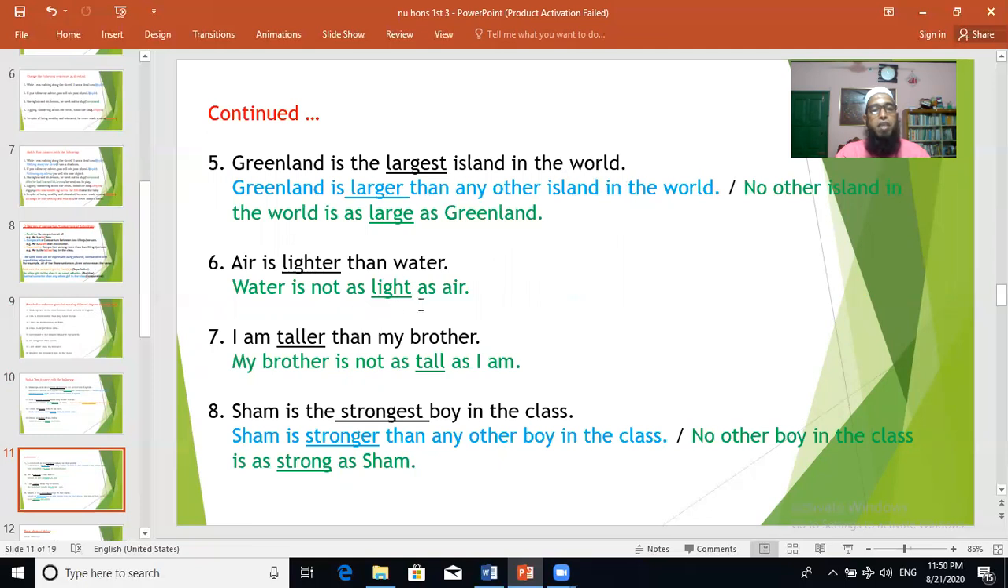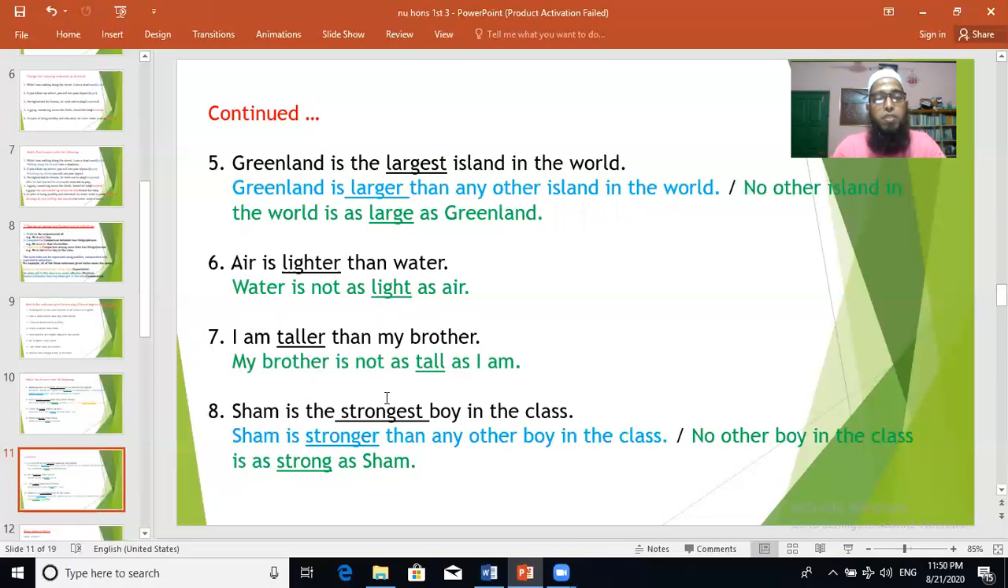Air is lighter than water. Water is not as light as air. So this is positive degree again. I am taller than my brother. My brother is not as tall as I am. So this is positive.